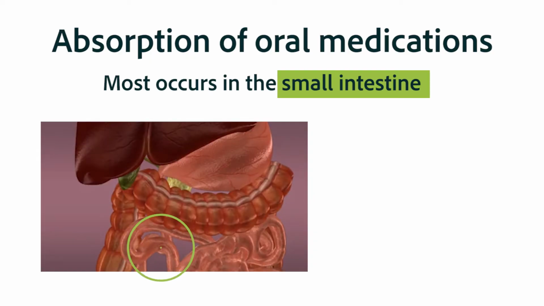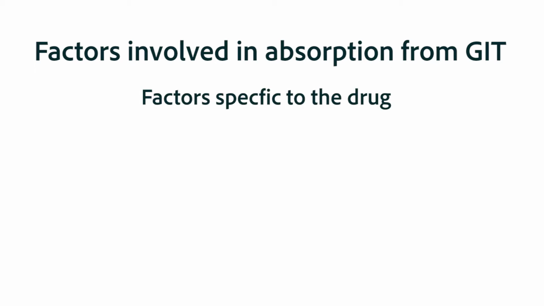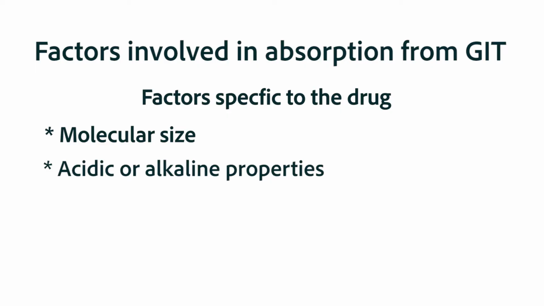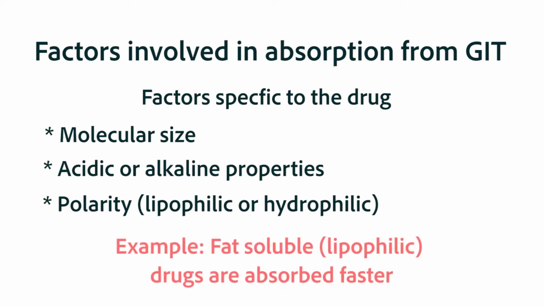There are a lot of factors involved in the absorption of orally administered medications, and a lot of those have to do with the properties of the drugs themselves. For instance, the molecular size of the drug, the acidic or alkaline nature of the drug, and whether the drug generally has a lipophilic or hydrophilic property. For instance, lipophilic or fat-soluble drugs are normally absorbed faster and more completely because they can simply diffuse across the cell membranes of the gastrointestinal tract wall.